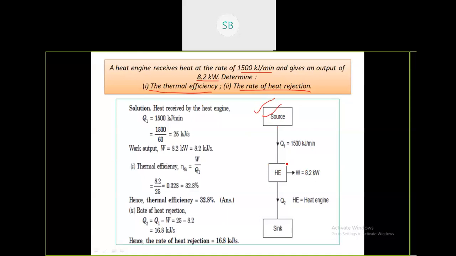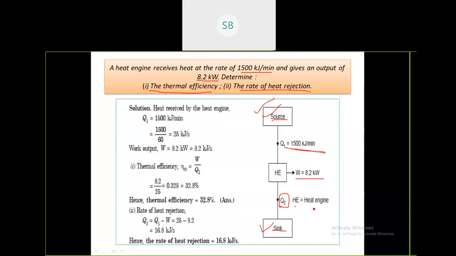This is the high temperature reservoir, and it rejects some heat to the low temperature reservoir, which is called a sink. Whenever we consider a low temperature reservoir, it is called a sink, and the high temperature reservoir is known as the source. We receive heat from the source at the rate of 1500 kJ per minute. We convert some heat into useful work, which is given as 8.2 kilowatt, and we reject some heat, Q2, which is not given.